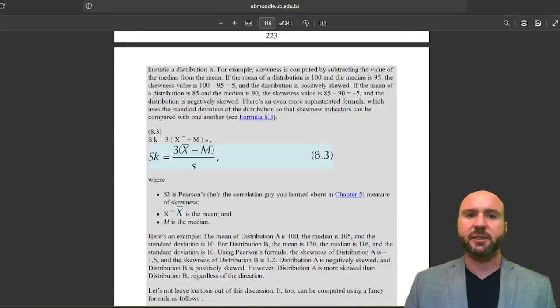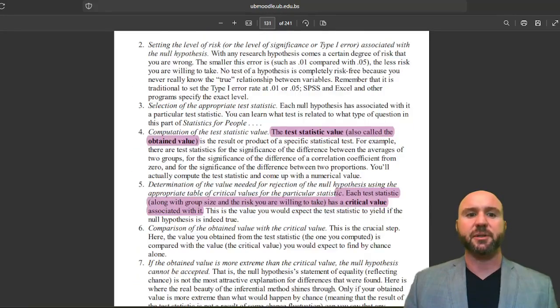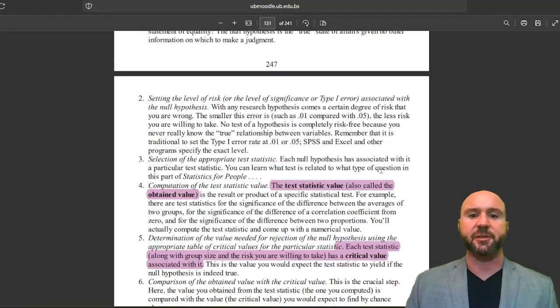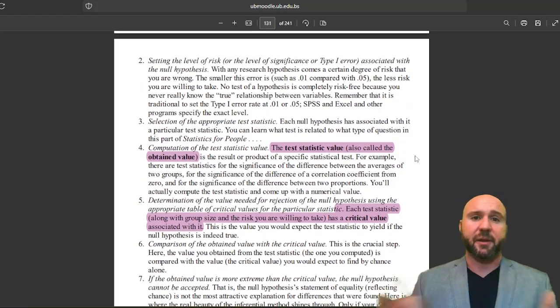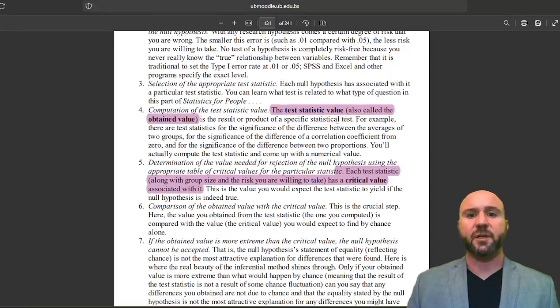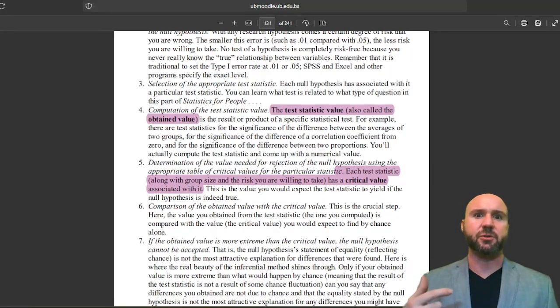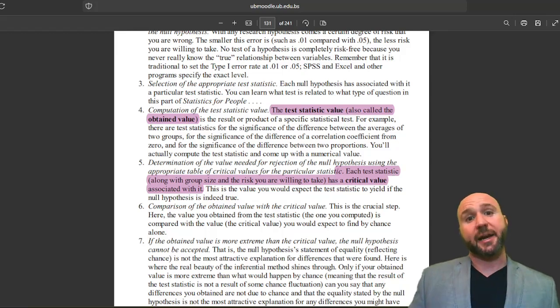You really do need to take the time to move throughout the book to truly understand the material. For example, the final exam will be cumulative, and I will expect that you already know what a test statistic value or obtained value is, and what the critical value is. So when I use that language, you should be familiar with it to the point where I can ask you a complex question such as, how would you find the critical value for a t-test?